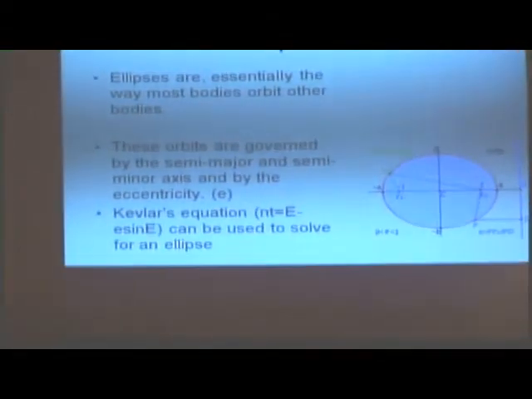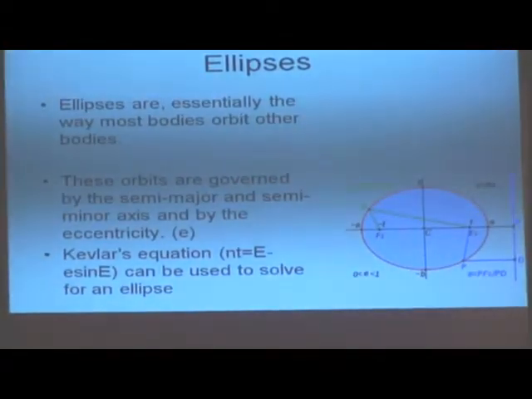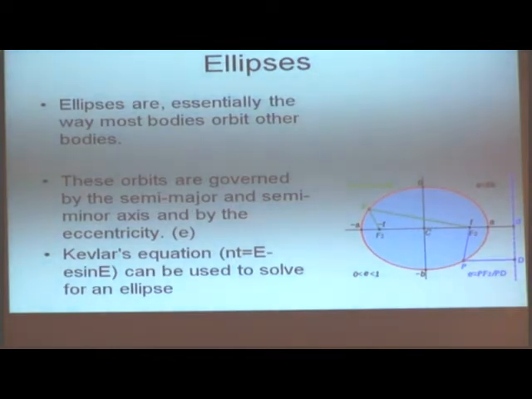Now this is what my project is based off of, the ellipse. Everything in the universe orbits around another object. If a body in space is to orbit around another object, it would do it in an ellipse, which is essentially an eccentric circle. In other words, it's an oval. And there are several key aspects of the ellipse I would like to touch upon.